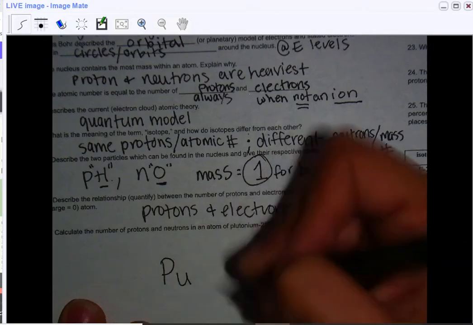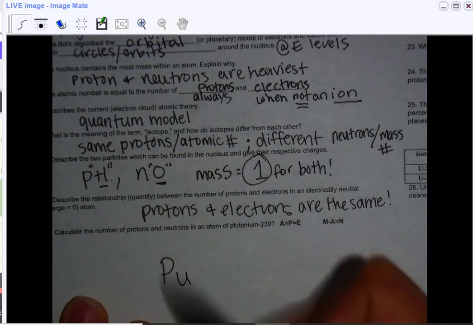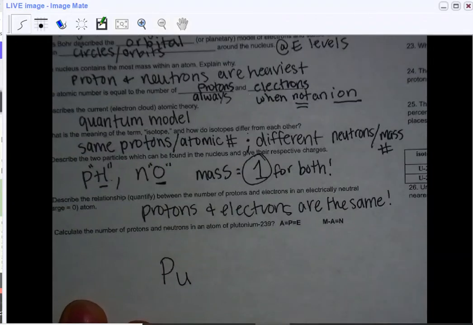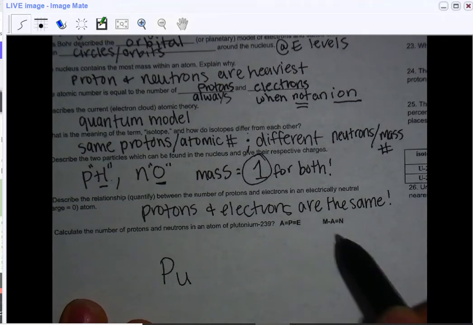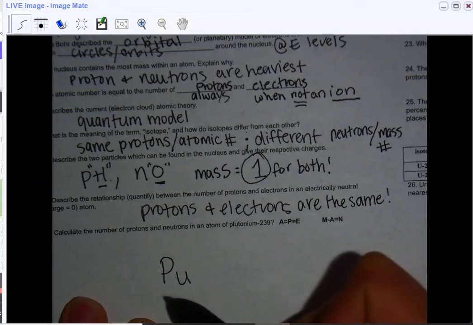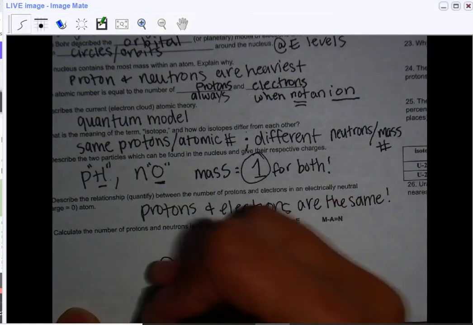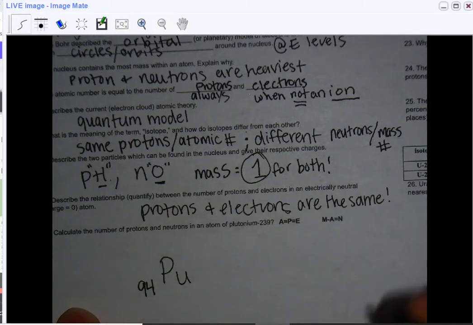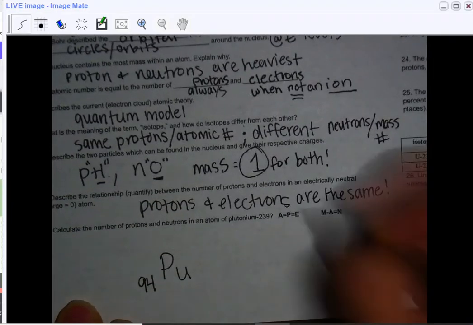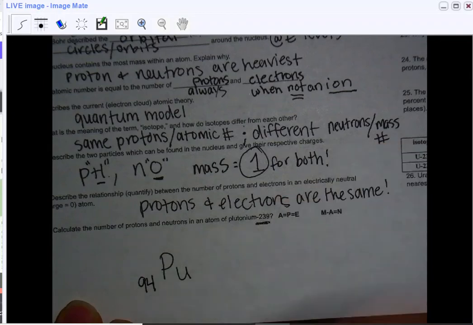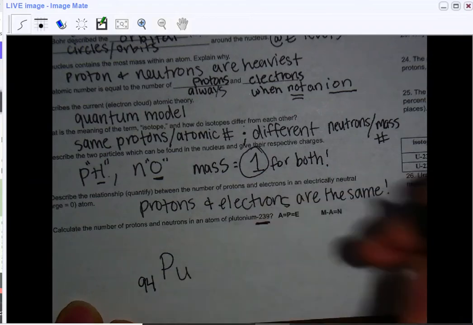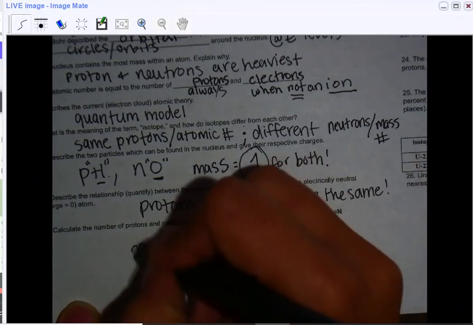Or we could do Pu. That's our chemical symbol, right? And so we're going to write our little isotope notation, and then we'll get that information. So plutonium has Pu. What is the atomic number? 94, so that goes on the bottom. What's our mass number? 239. We get that from here, not the periodic table. That one says 244 on the periodic table. That's not what we're using. We're using the one that's given to us about our isotopes. So 239 goes on top.